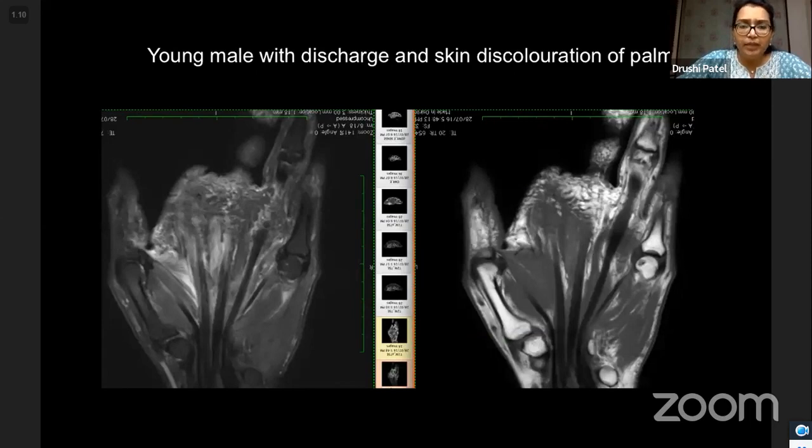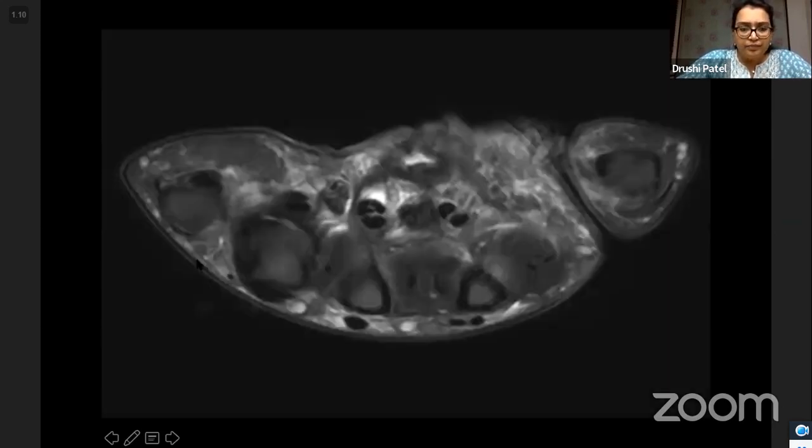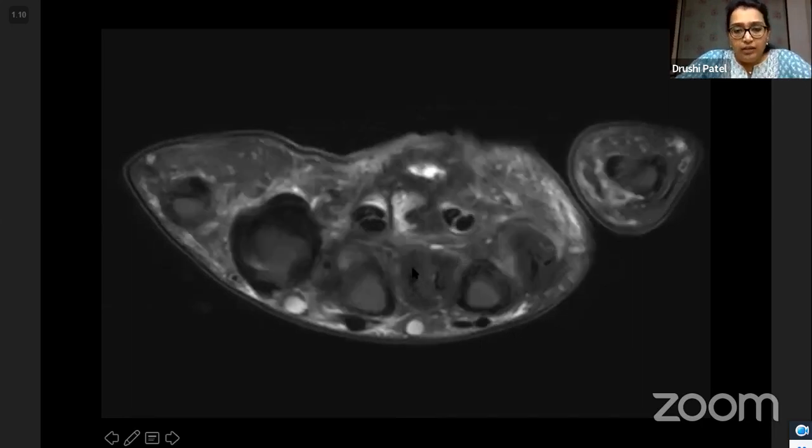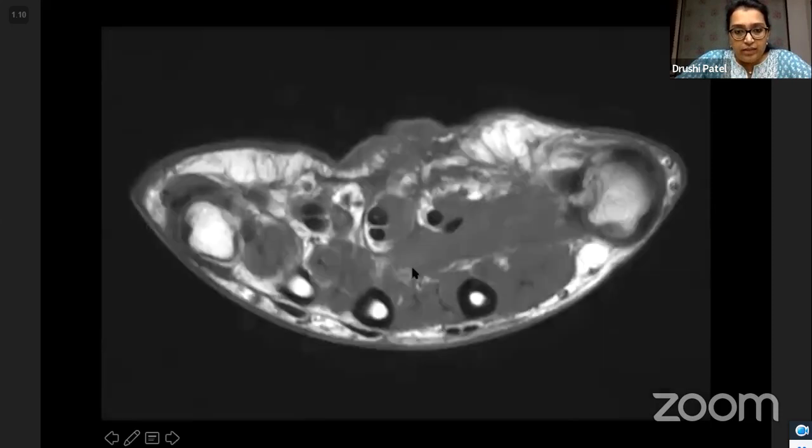Now, this is another young male with discharge and skin discoloration of palm. So you can see that there are some edematous changes around the flexor tendons. You look at the axial images, these are T2 weighted images, and you can see that there are edematous changes in the subcutaneous plane. There are some dirty looking areas in the subcutaneous plane. There is inflammatory changes encasing the flexor tendons. There are some dark areas along the flexor tendons. These are the sequential axial images.